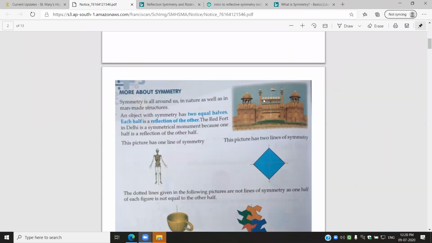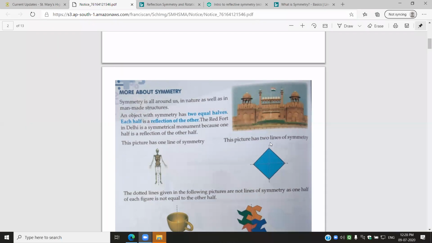So if you look at this Red Fort picture given here, if a line is put here in the middle, both these sides will look as if they are a reflection of the other. Okay, it will look as if it is a mirror image. So this monument is a symmetrical monument. This picture has one line of symmetry. So this skeleton is having one line of symmetry here in the middle.